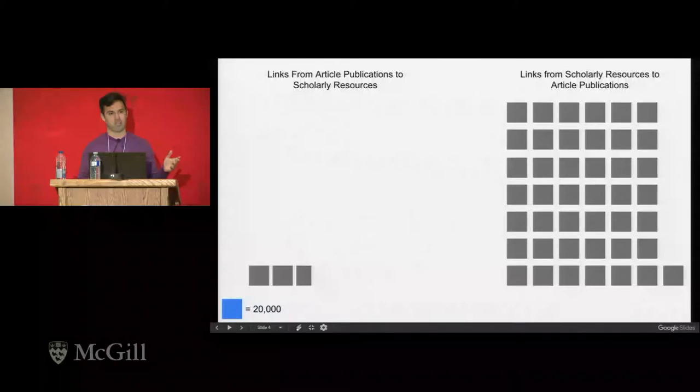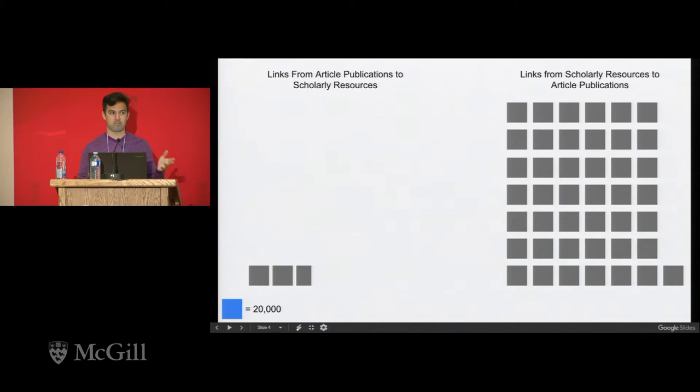Particularly about this last point, what I want to show you is the current state of data citation by looking at this service. One of the first questions you would like to ask is, how many data citations are there? I'm going to step a little bit back, not talking about data citations, but about relationships between article publications and scholarly resources. This is how that looks.